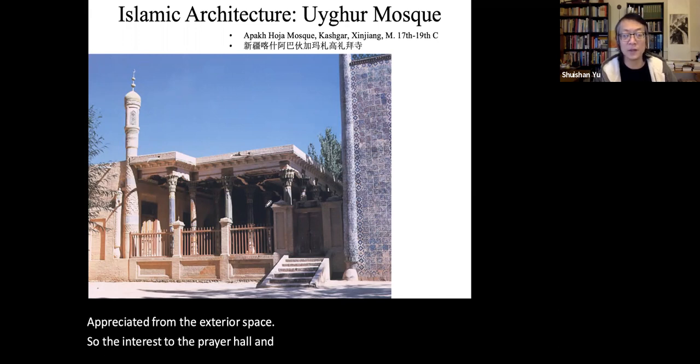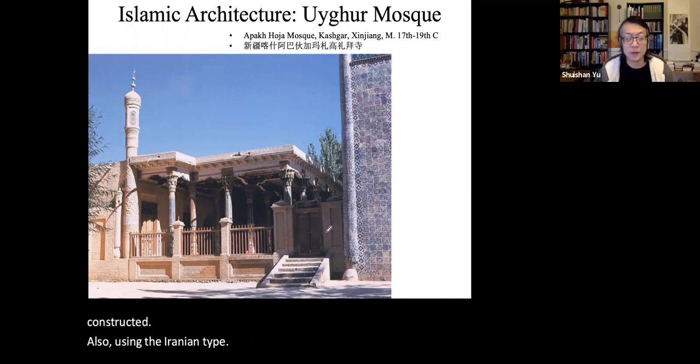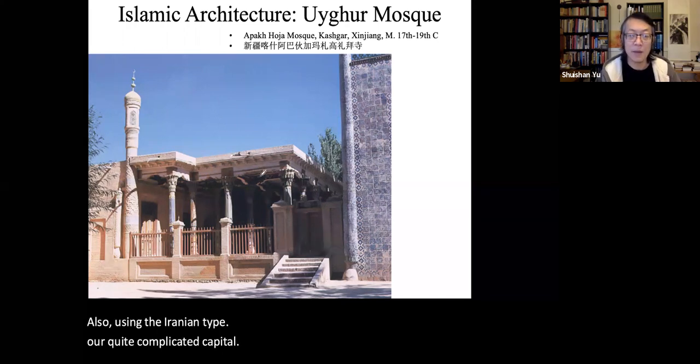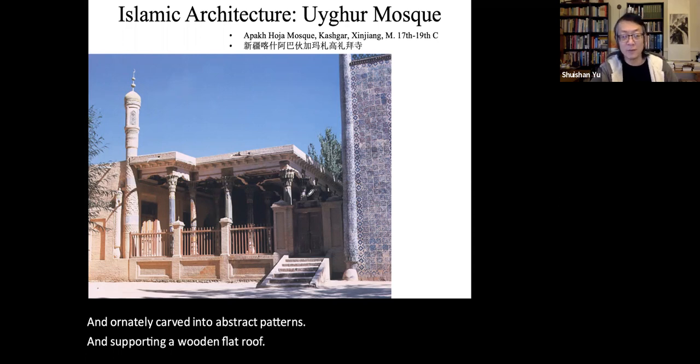So here the columns are constructed also using the Iranian type, featuring quite complicated capitals and ornately carved into abstract patterns and supporting a wooden flat roof. And the walls are also covered with glazed tiles, a tradition also practiced in Iran and other Central Asian countries.